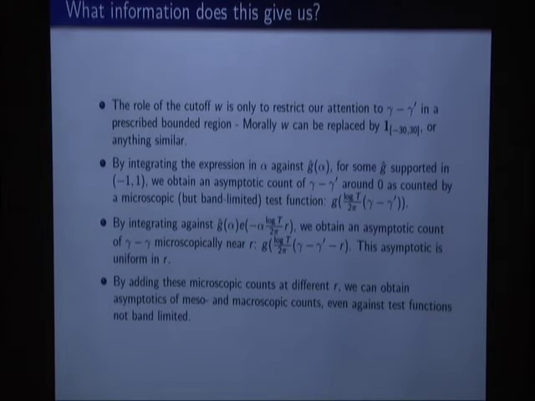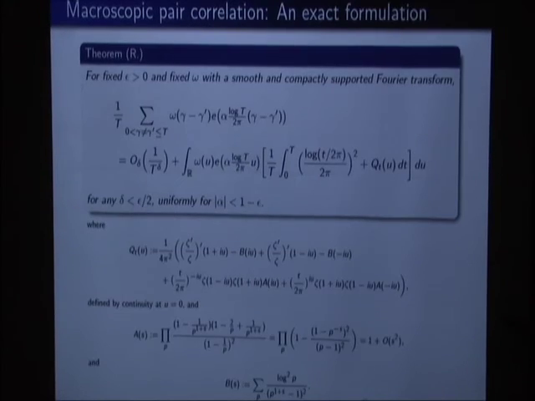And of course, I'm just talking about microscopic counts around some fixed quantity r. But if you add these together, you can also get mesoscopic counts. And so you can recover Fujii's central limit theorem from this sort of process. All right. So this gives the Bogomolny and Keating prediction. It's a bit complicated, but that's what it really is.